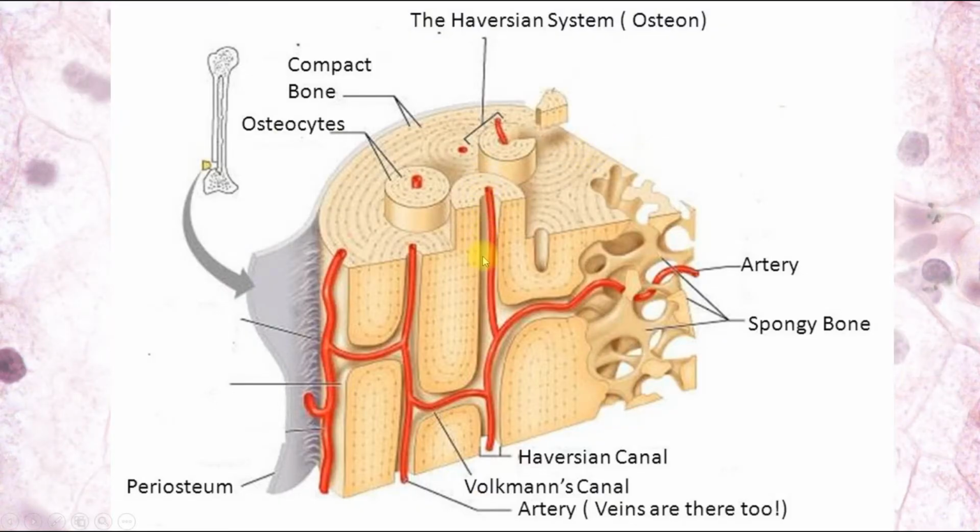We have a Haversian canal which provides nutrition for this osteon, but neighboring osteons also have communication. So we can see another canal which provides communication between two neighboring Haversian canals. This canal is called Volkmann's canal. It provides communication between neighboring osteons. It's the system of blood supply of the bone.